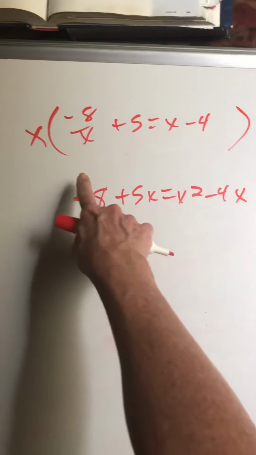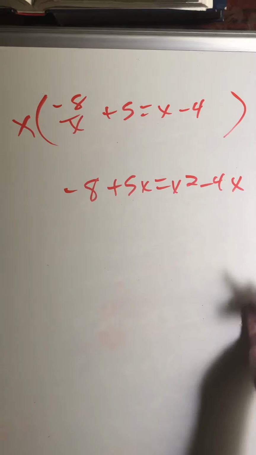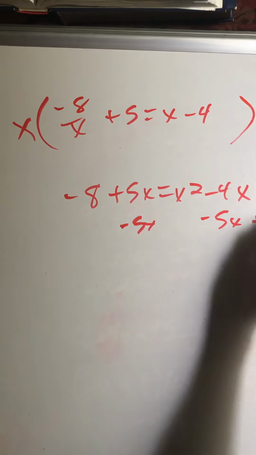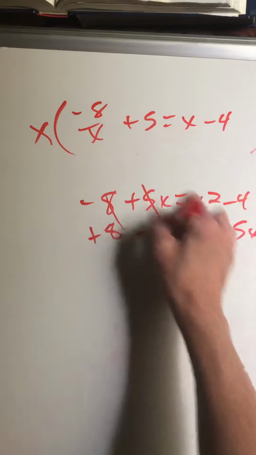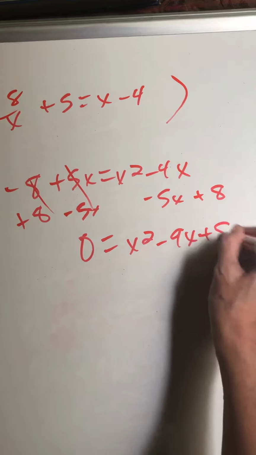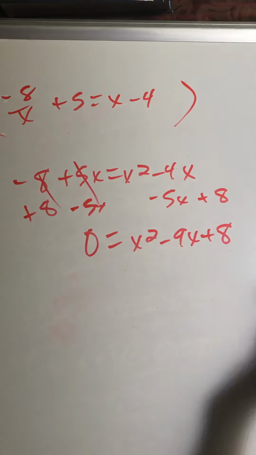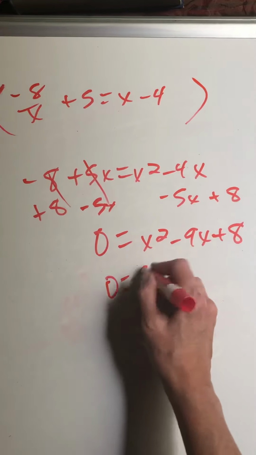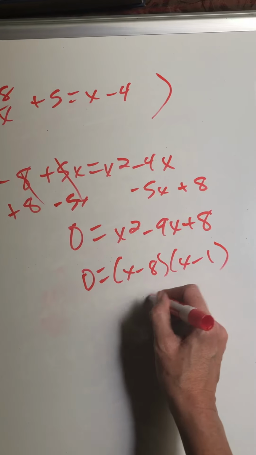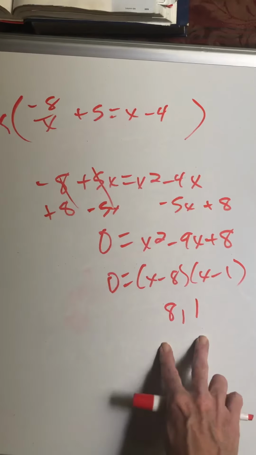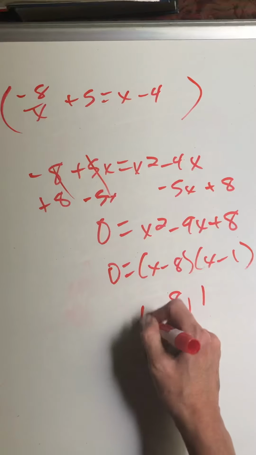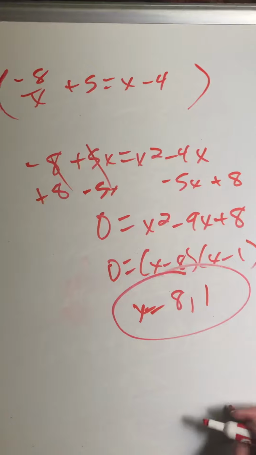We want to get rid of that fraction, so we multiply by the denominator like we've done before. It's usually numbers instead of a variable, but now it's a variable, and we want to get rid of it. So I subtracted the 5x, I added the 8. I factor x minus 8, x minus 1. That means it can be 8 or 1. The only thing that can make that denominator zero is 0, so we're good. So x is 8 or 1. Either one.